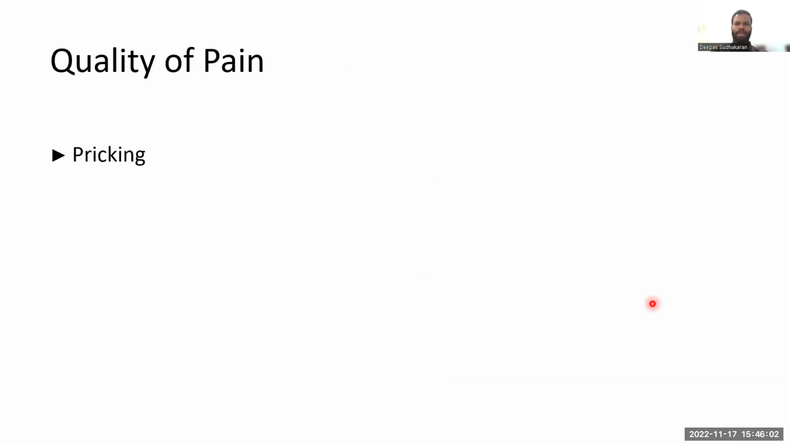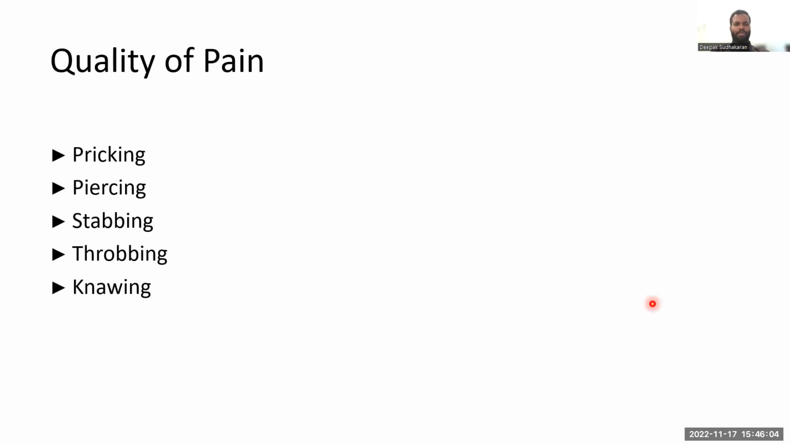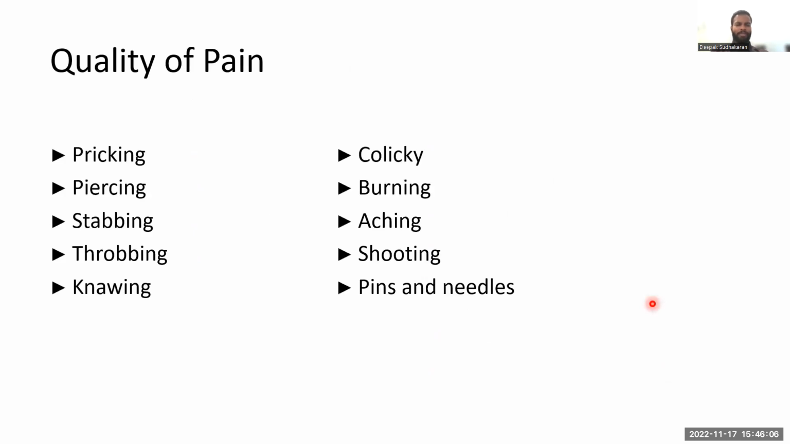Now we were looking at quality of pain. Quality of pain is where they describe it in different ways, which may give you an idea of what kind of pain it is. Is it a somatic pain? Is it a visceral pain? Is it a neuropathic pain? And I'll tell you, in the majority of cases, many a times the pain is mixed.